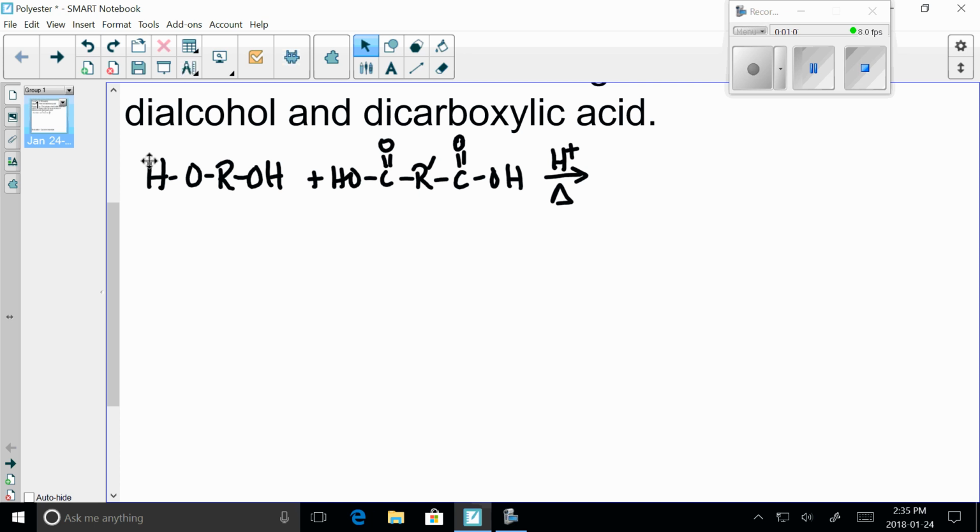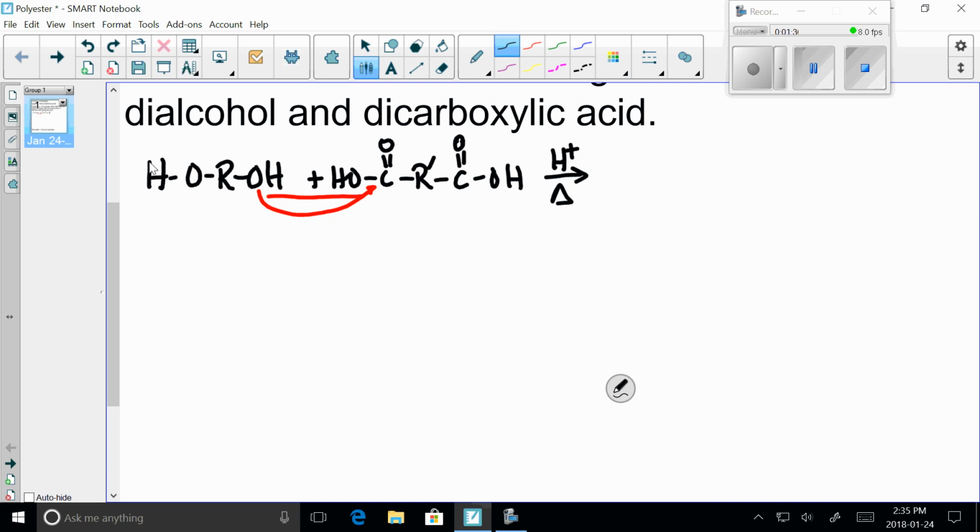Now, we're simply going to remove an H and an OH that makes water. The oxygen that remains from the alcohol joins directly to this carbonyl group. But it doesn't matter which oxygen you keep for our purposes here.